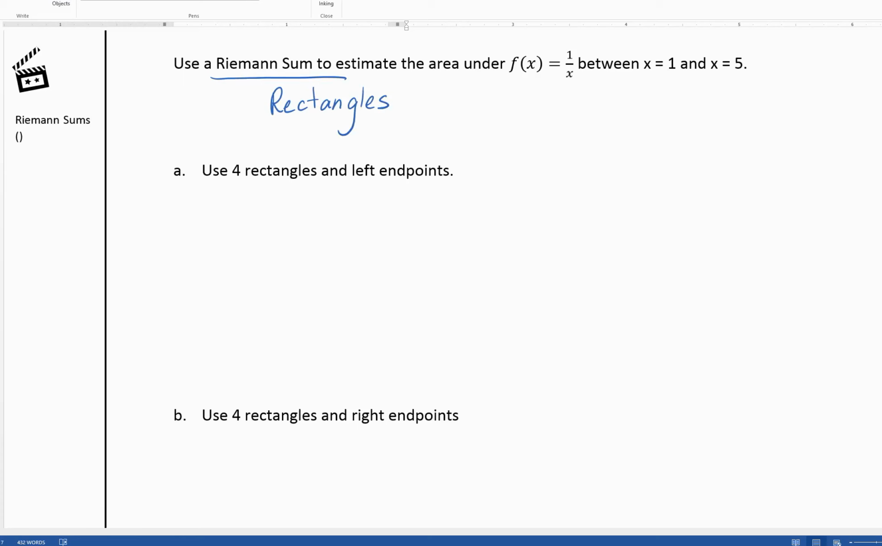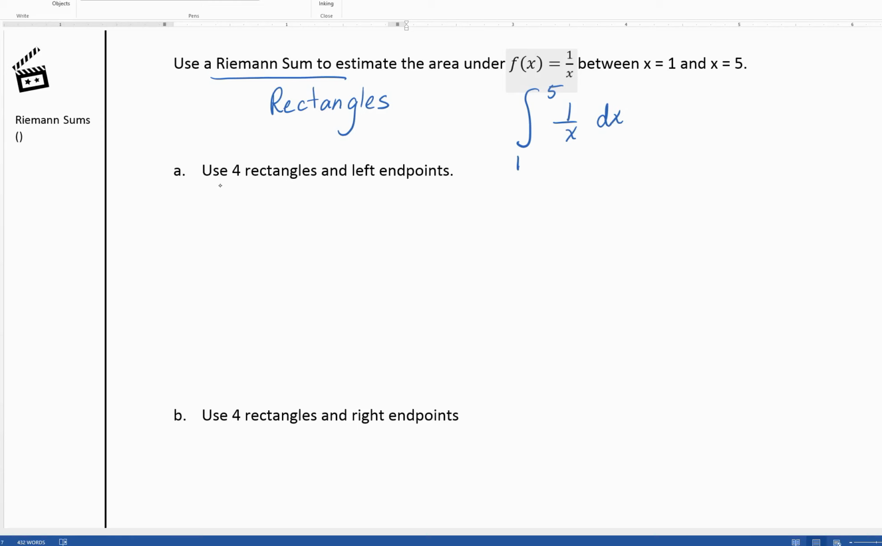So here we're going to do an example of how we can estimate the area under f of x equals 1 over x, so that's our function, between 1 and 5. And what this is actually trying to estimate is the integral from 1 to 5 of 1 over x dx. And we'll talk about a more systematic way to do this later on where we're not drawing rectangles, but this is how we can approximate it.